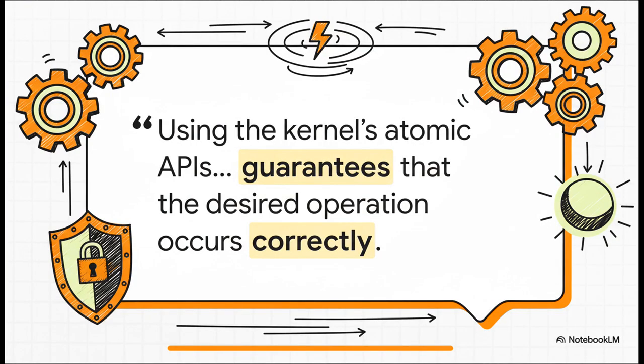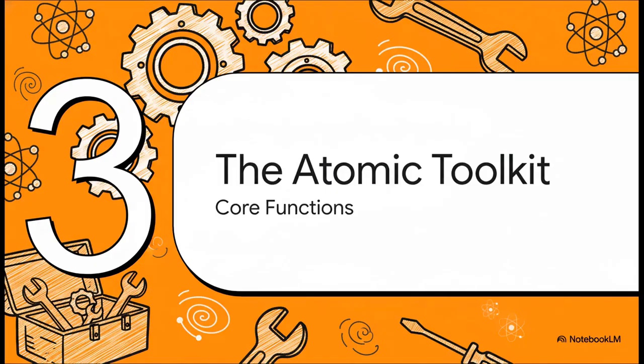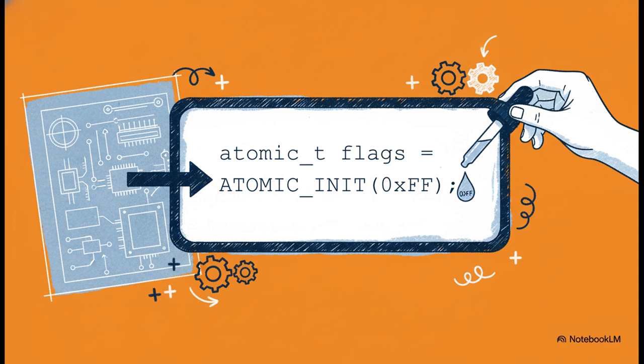This quote from the docs really drives the point home. It's not just a suggestion or a good idea, it's a guarantee. Even if some higher priority task swoops in and tries to interrupt, the atomic operation will finish correctly. This is the kind of rock-solid reliability that is absolutely non-negotiable when you're building robust embedded systems. So, we know what atomic operations are and why they are so important. Now, let's actually open up the toolbox and see what functions Zephyr gives us to put all this theory into practice.